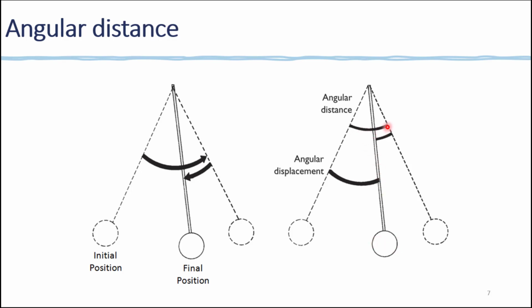Okay, so that's what these black curves are showing you here. Displacement is only concerned about these two positions, whereas distance is the entire motion. So going from the far left to the far right and then ending in the middle.